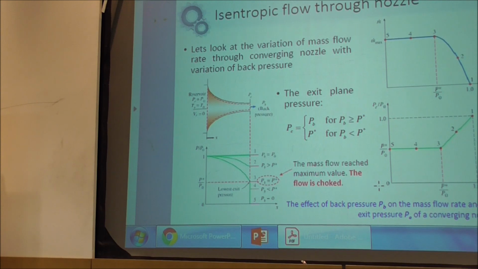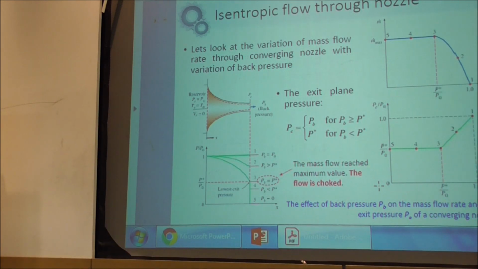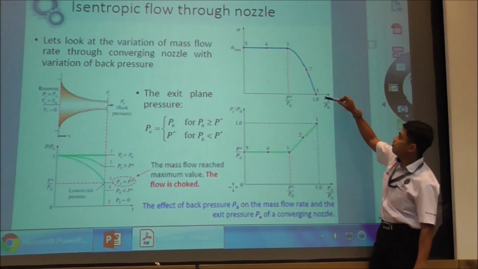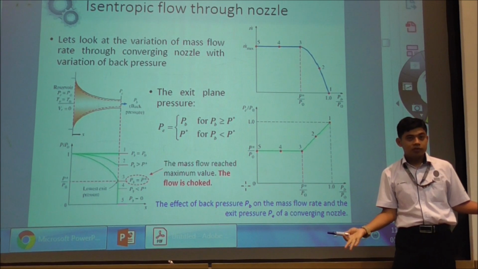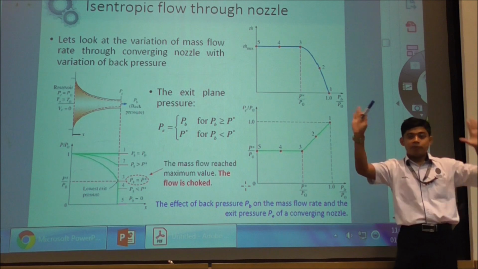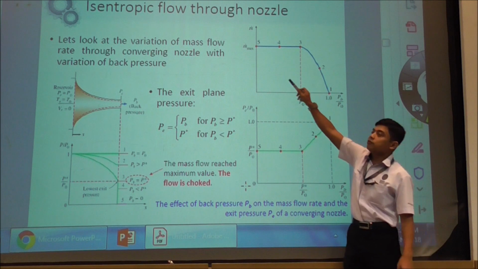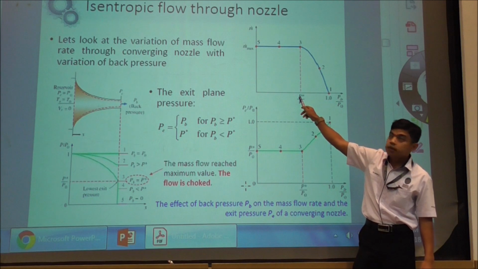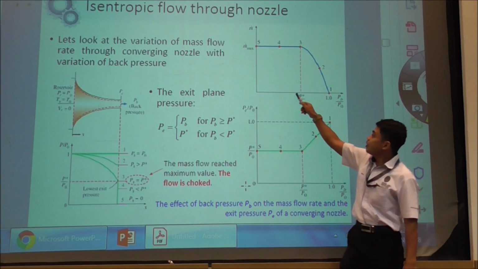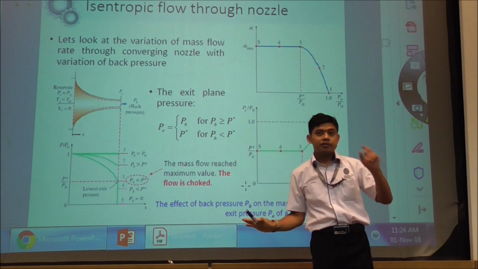If you look at this table, it simply shows you PB over P naught. When PB is equal to P naught, when the ratio is 1, of course there is no flow. If the pressure is the same, there is no flow. When you reduce the PB, you start to have flow. The flow will be maximum when your PB is equal to P star. That is the maximum. When you decrease it further, no changes.